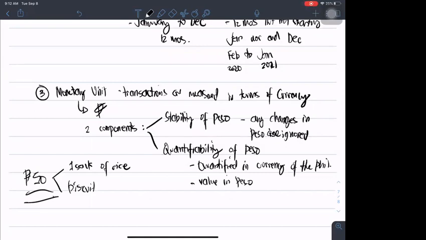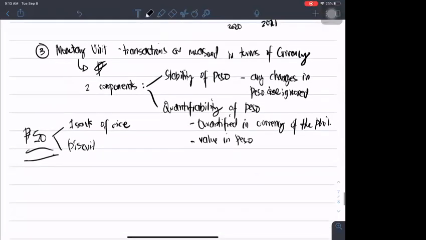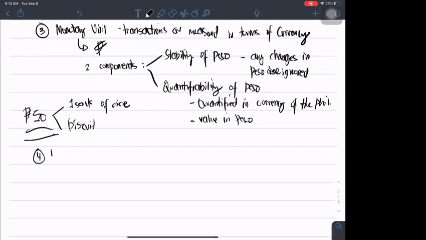So monetary unit, transactions are measured in terms of a particular currency. And our currency is Philippine peso. And what are the components of monetary unit? Stability and quantifiability. Stability, changes are ignored. Quantifiability, we value them in peso. That is your monetary unit. Fourth concept is your historical cost. Historical cost concept or your cost principle.